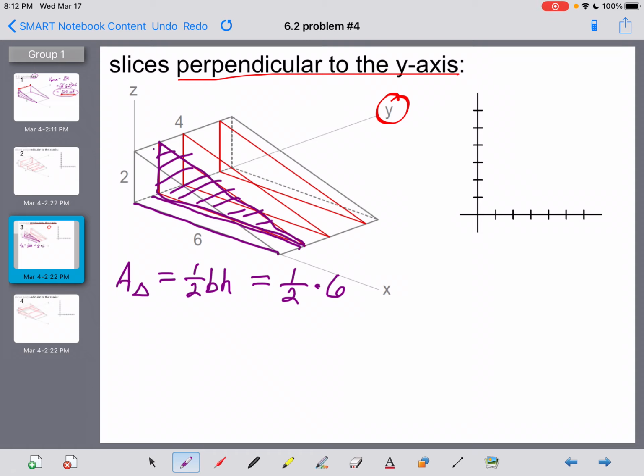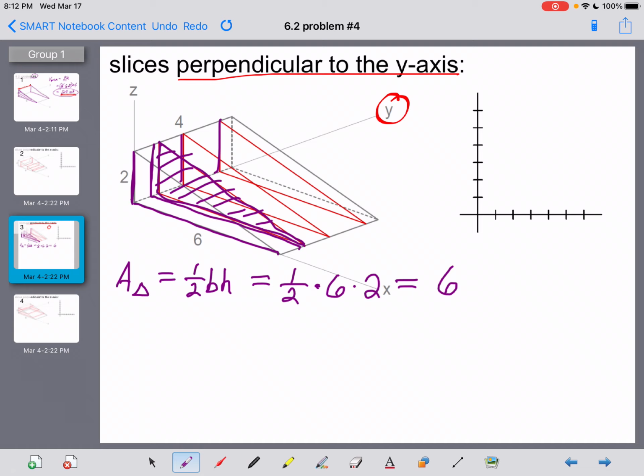Furthermore, each one of them has the exact same height here and here and here, and they're all equal to this side right here, which is 2. So this is peculiar. Every one of these triangles is exactly the same size, and the area of each one of them is 1/2 times 6 times 2, which is simply going to be 6 square units for the area of every one of these cross-sectional slices.